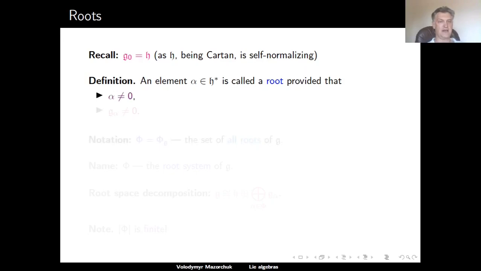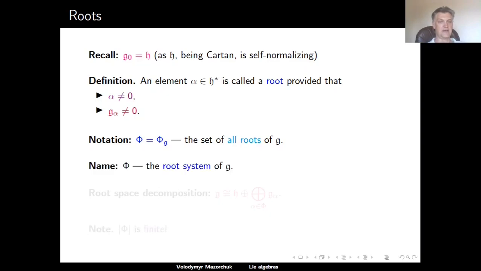We will say that a linear functional alpha on H is a root of our Lie algebra G, provided that alpha is a non-zero linear functional and the corresponding space G sub alpha is not zero. We will denote the set of all roots of G by Phi. Since our algebra G is fixed, in general one can use Phi sub G. And this set Phi is usually called the root system of G.